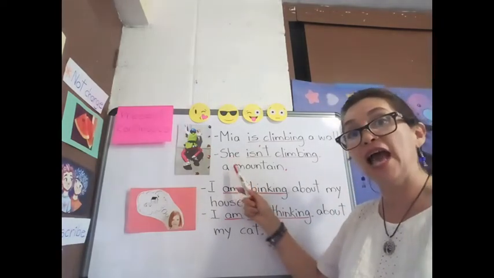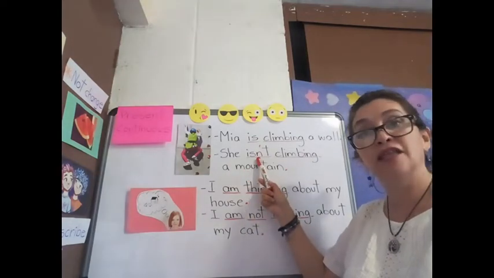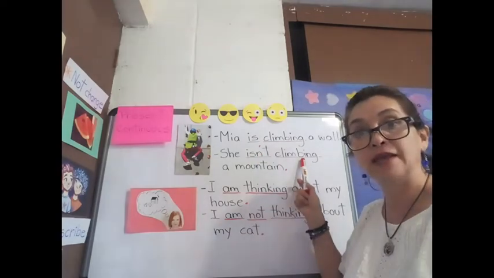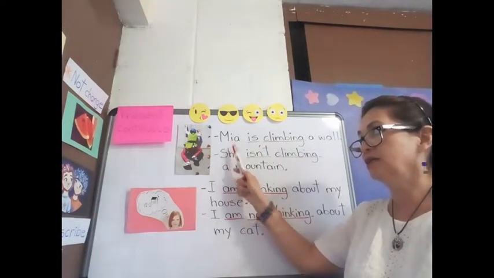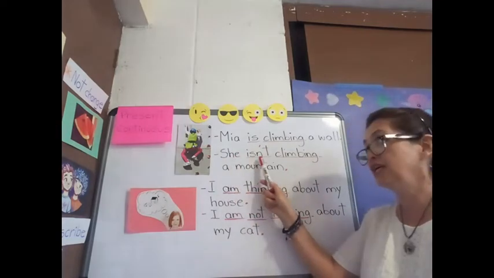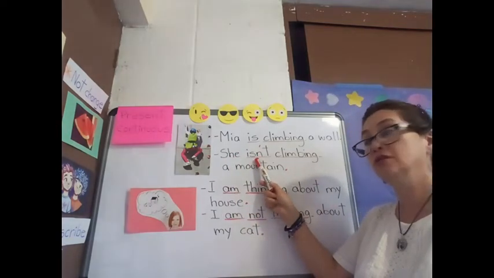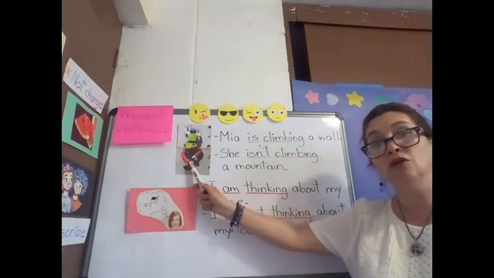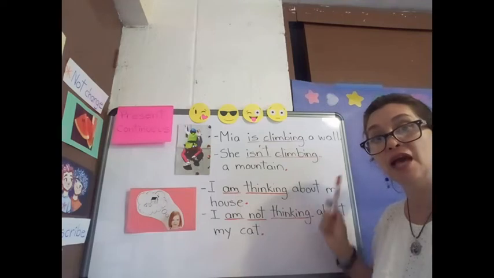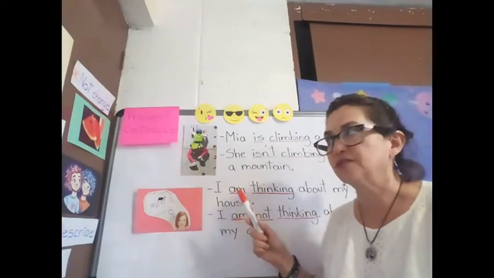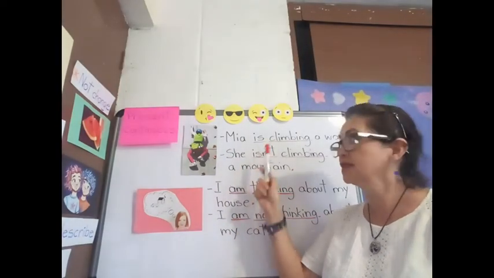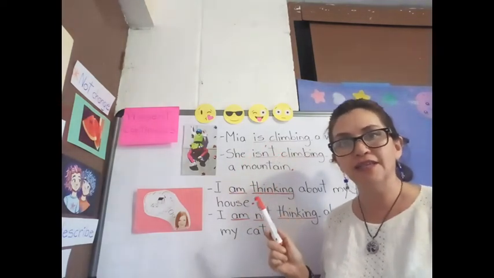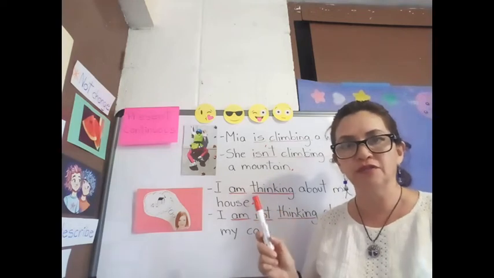Now, how do we make a negative sentence? We simply add the negative form of verb to be before the verb in ing form. Mia is the subject. She isn't. She is not climbing a mountain. Mia is climbing a wall. She isn't climbing a mountain. This is for the third person. Mia is. She is not. She isn't.